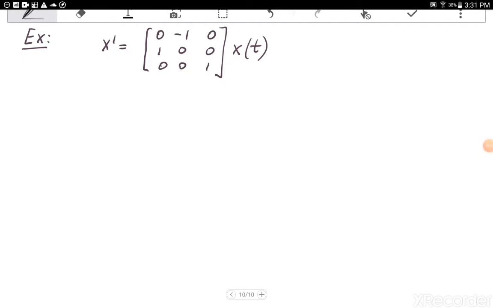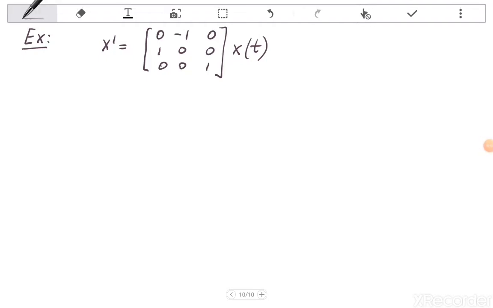Let's consider also this example. We're given the system and we have to write the general solution of the system. So the first thing, we have to find eigenvalues of the matrix. If this is matrix A, to find eigenvalues we have to solve the equation when the determinant of this matrix is 0.